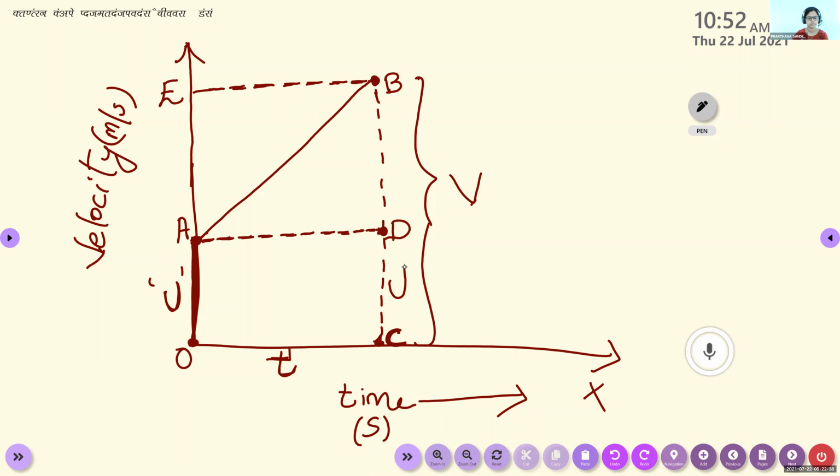Again, in this figure, consider the rectangle OADC. Here OA represents initial velocity, so the portion CD also represents the initial velocity U. And in this rectangle, OC represents time. Then can you guess what the portion AD represents? Time. It is also the time. Again, from this graph, the portion BC represents the S.